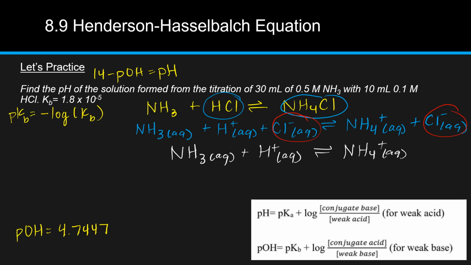And now to continue on with our Henderson-Hasselbalch, we have plus the log of the concentration of our conjugate acid over our weak base in terms of concentration. So now, using our values given, we're going to solve for the concentration of those two things. And remember, NH3 is our weak base, and NH4 plus is our conjugate acid.